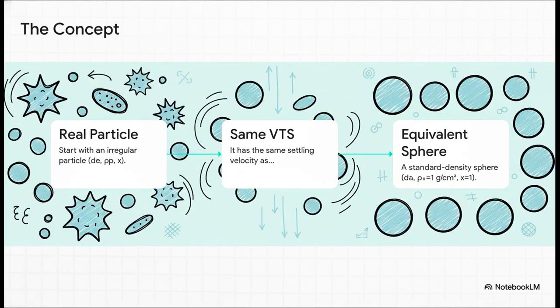Let's just walk through it real quick. You start with your complicated, irregular particle, right? Like a piece of quartz dust. We don't care about its real shape or density for a second. We just see that it settles at a certain speed. Then, we find its aerodynamic twin, a perfect sphere with the density of water that settles at the exact same speed. The diameter of that simple sphere, that is the aerodynamic diameter of our complicated piece of dust.